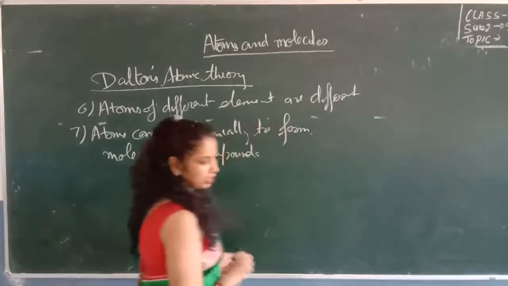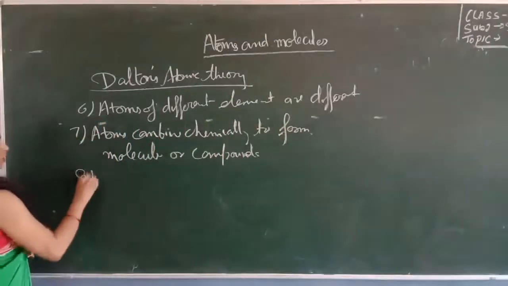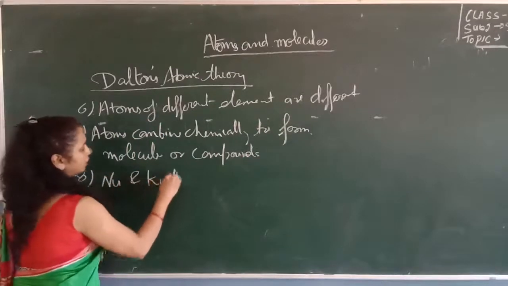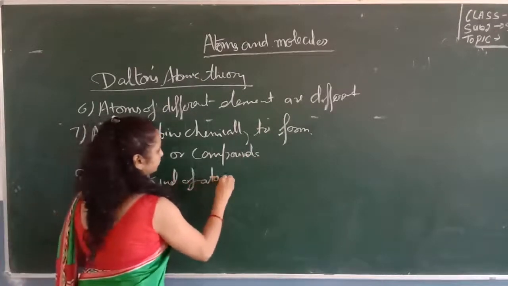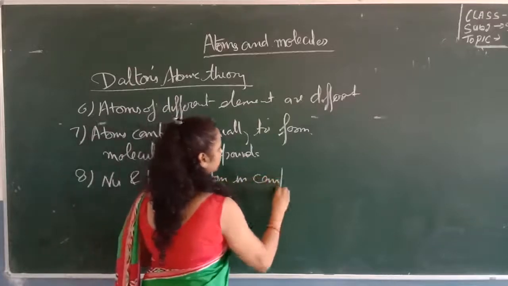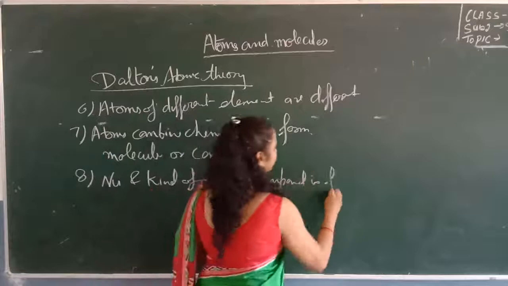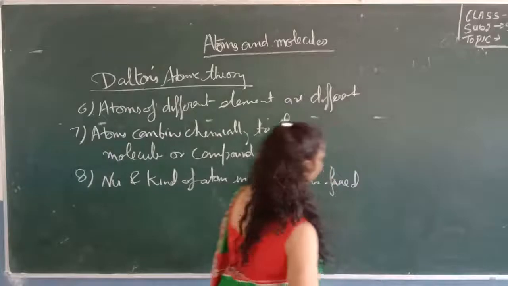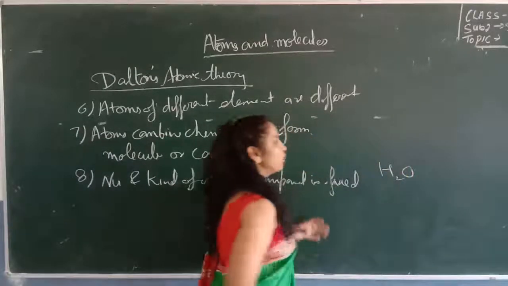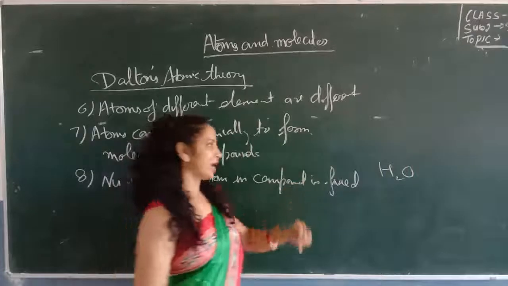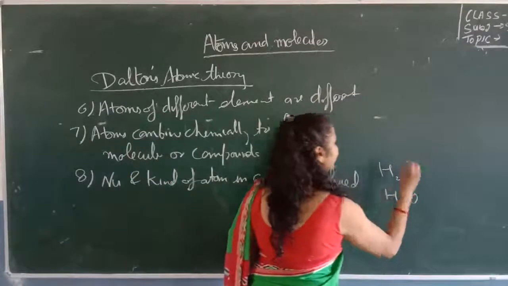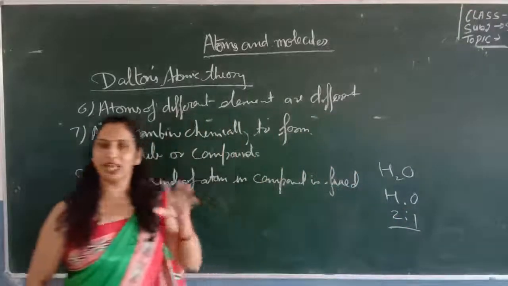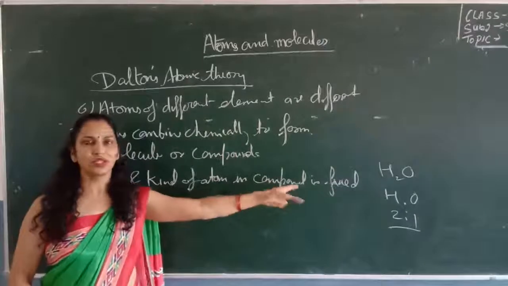Next is the number and kind of atoms in a compound is fixed. For example, take the water molecule. This water molecule always contains two elements, hydrogen and oxygen, and they always combine in the same ratio, that is 2:1. It means a water molecule will always have two atoms of hydrogen.